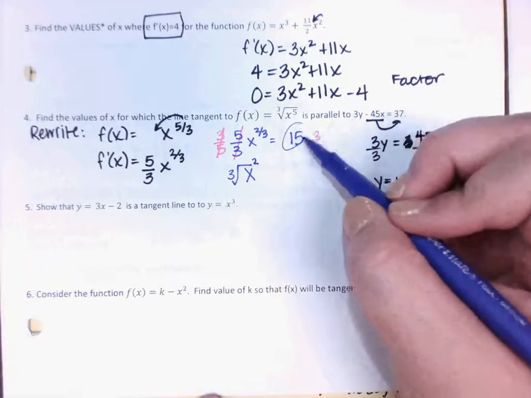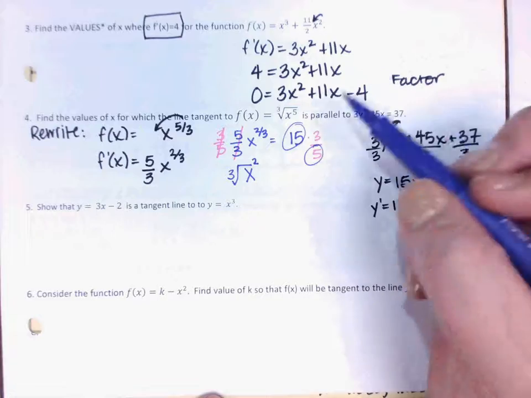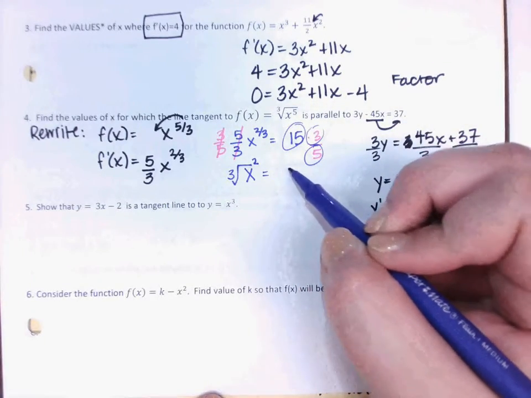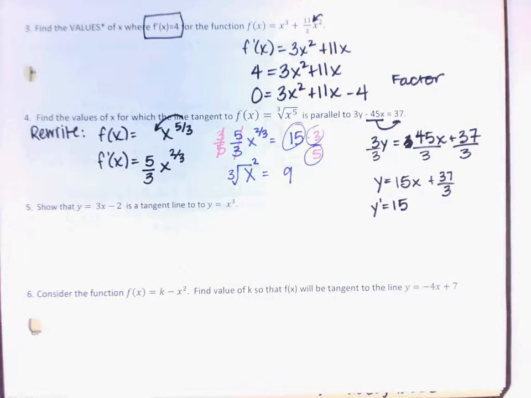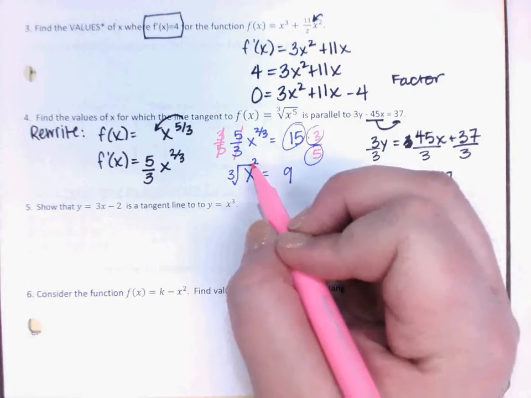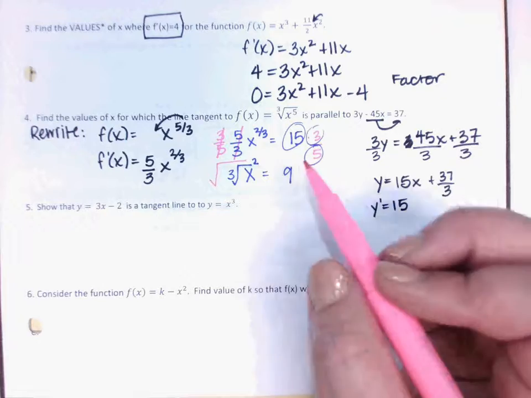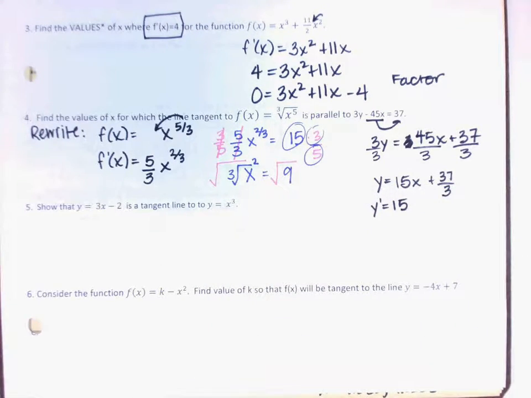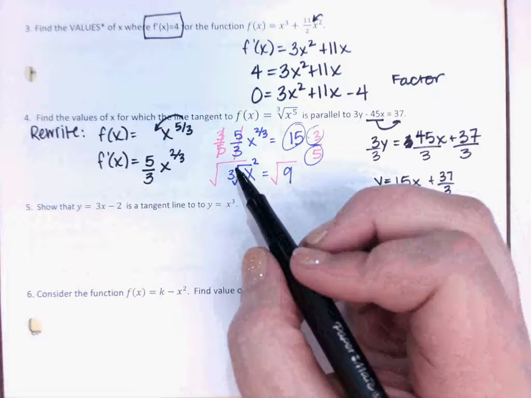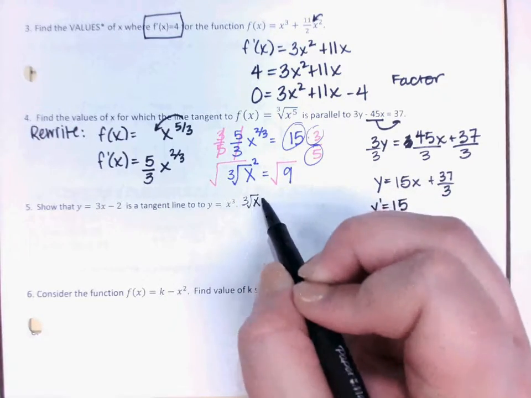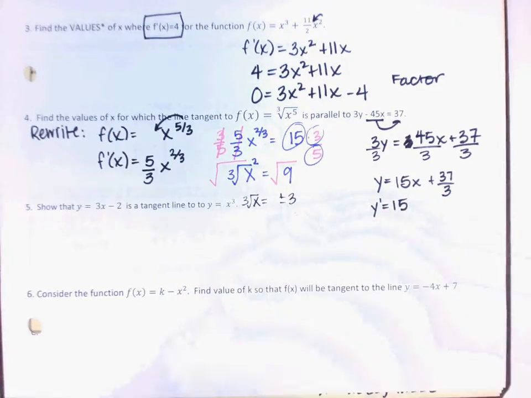Then what is 15 divided by 5? 3 times by the other 3? It's a 9. Or you could do 15 times 3, get 45, then divide, you still get 9. It doesn't matter what order. Okay, from there, how do I get rid of the squared? I'm going to square root first. So squared and square root cross out. What's the square root of 9? 3. So I have the cubic root of x is plus or minus 3.